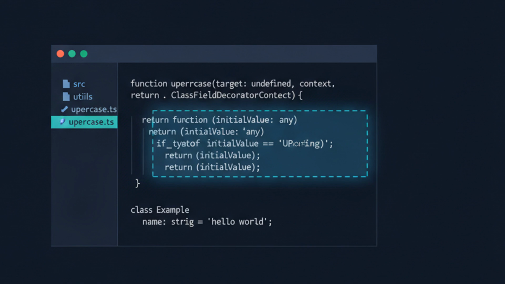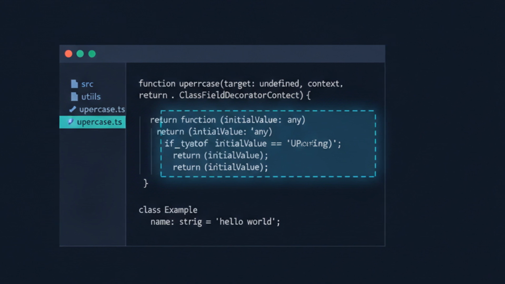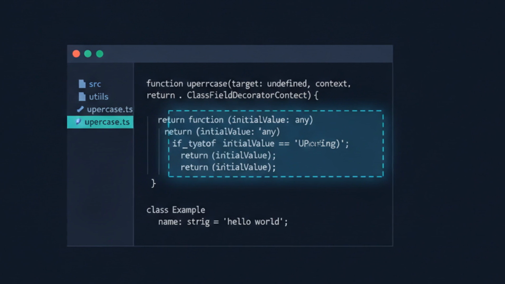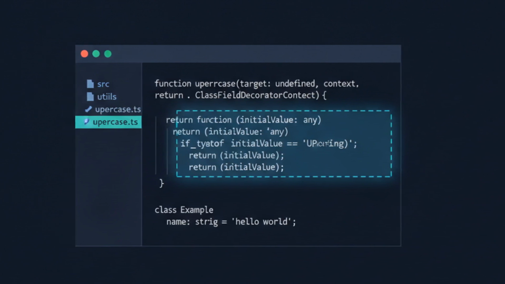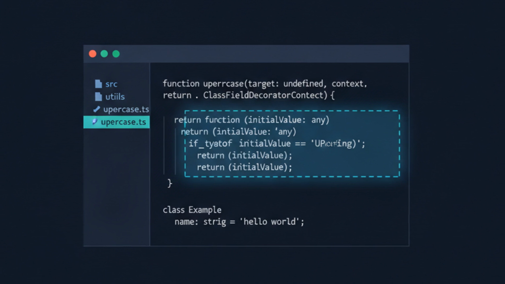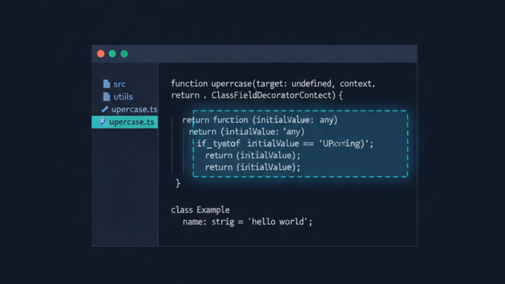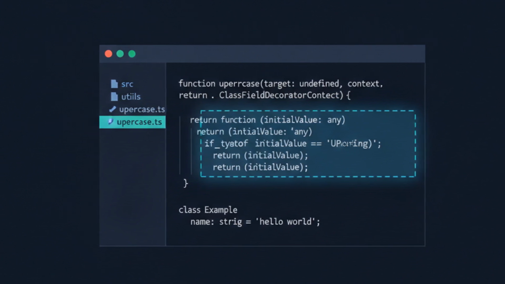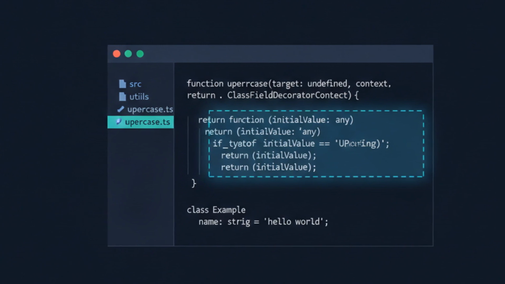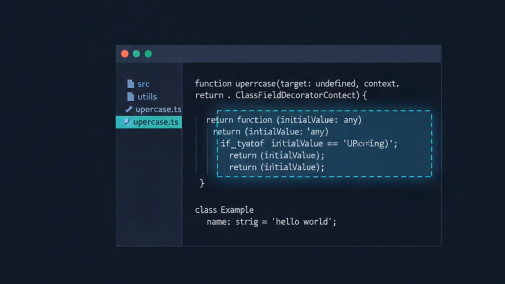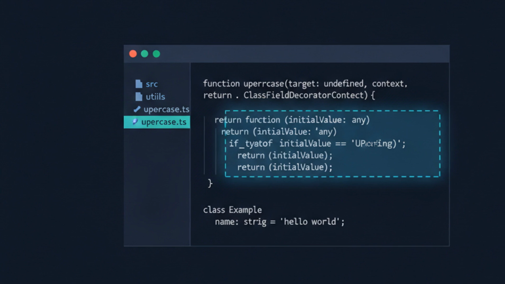A field decorator does not receive the value. Fields have no value at decoration time. Instead, its value argument is undefined, and you return an initializer function. That function receives the field's initial value and returns the value the field should actually hold. Here we build an uppercase decorator that transforms any string field to uppercase on initialization.